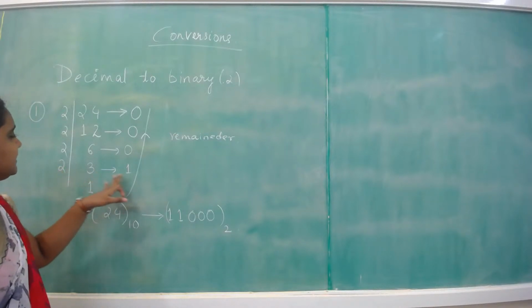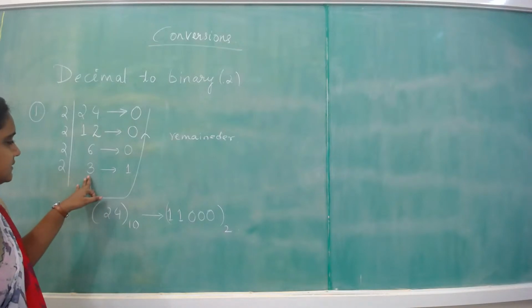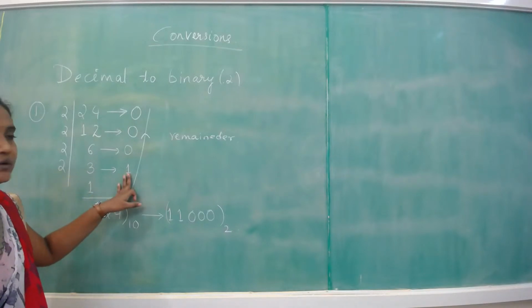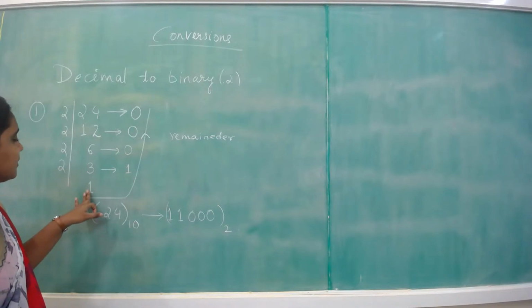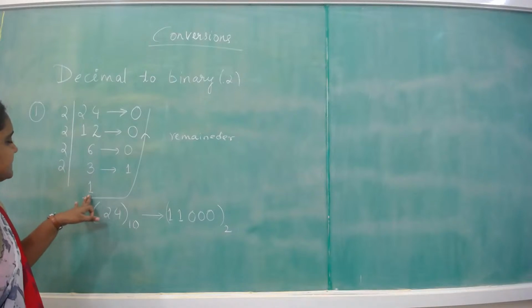Again, 2 1s are 2, but it will give a remainder, because 2 1s are 2, but this is 3. 3 minus 2 is going to give a remainder of 1. And this is the last divided value. This is the last quotient that is remaining, that is 1.